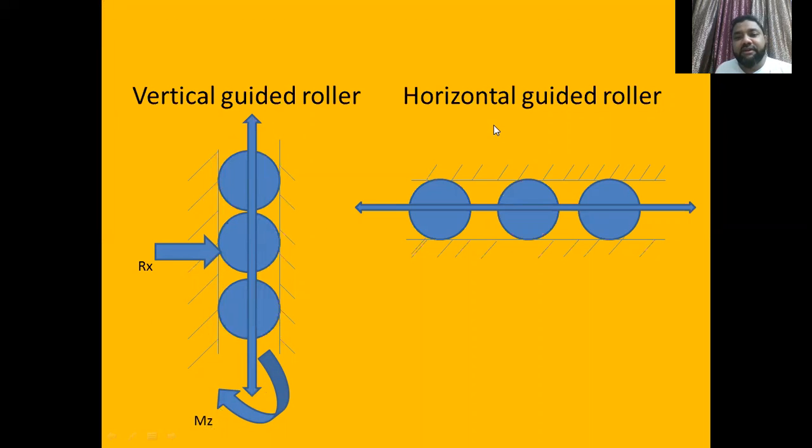The same case will happen in case of the horizontal guided roller. It means you just put it in a horizontal position, then only horizontal motion will be there, but there will be no vertical motion, there will be no rotation. So for the vertical motion, there will be reaction Ry, and for the moment it will be Mz. So in case of the vertical guided roller, we will have two reactions: Rx and Mz. And in case of the horizontal guided roller, we will have two reactions: one is Ry, another is Mz. So these are the support reactions.